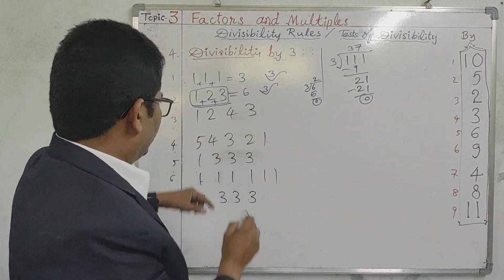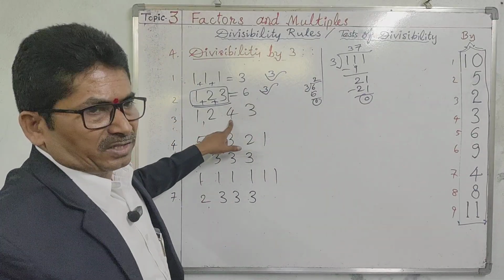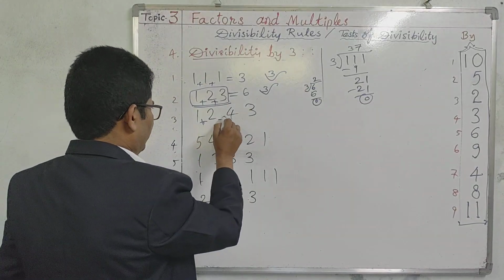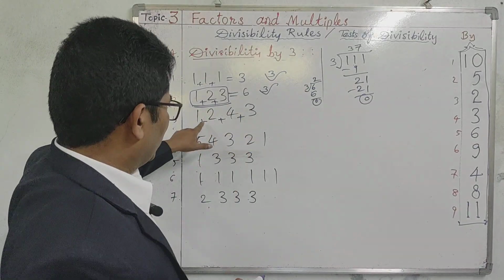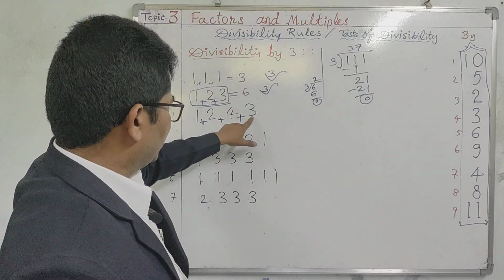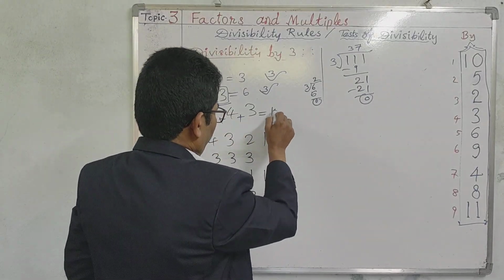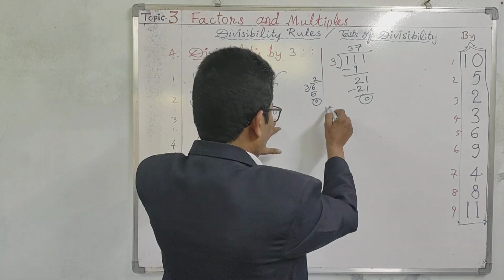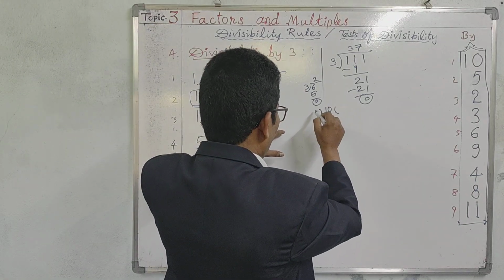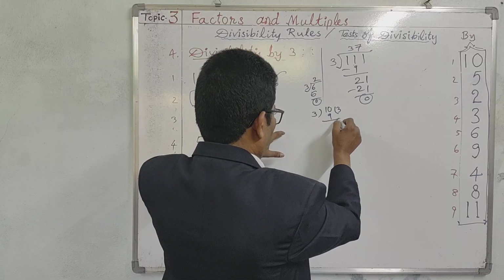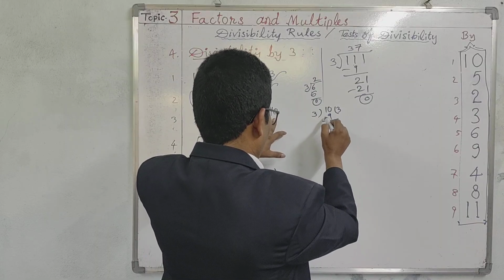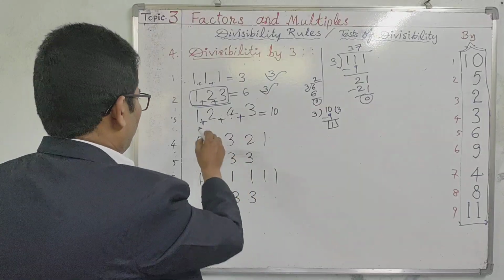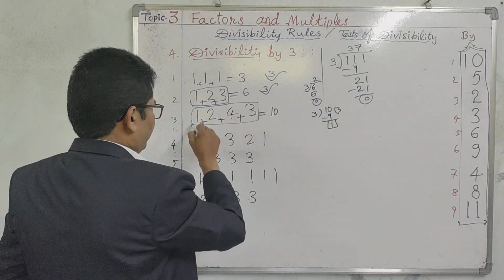Next, here we have 1243. Is this divisible by 3? We can check the sum of the digits. 1 plus 2, 3. 3 plus 4, 7. 7 plus 3, 10. Is 10 exactly divisible by 3? No. 10. 3 3s are 9, 1. So here we have 1 as a remainder. So that's why this number is also not exactly divisible by 3.